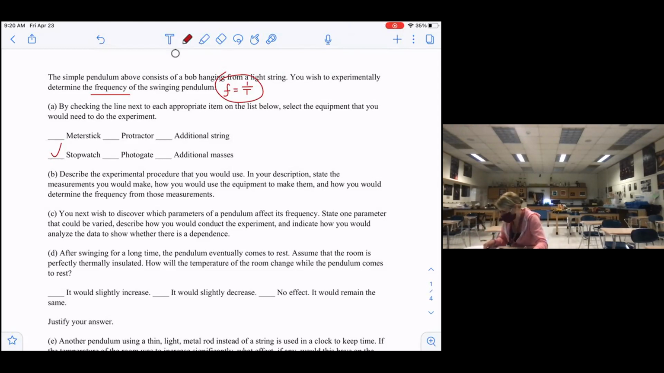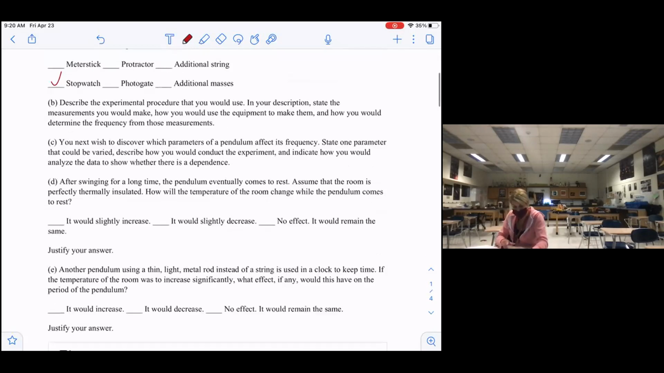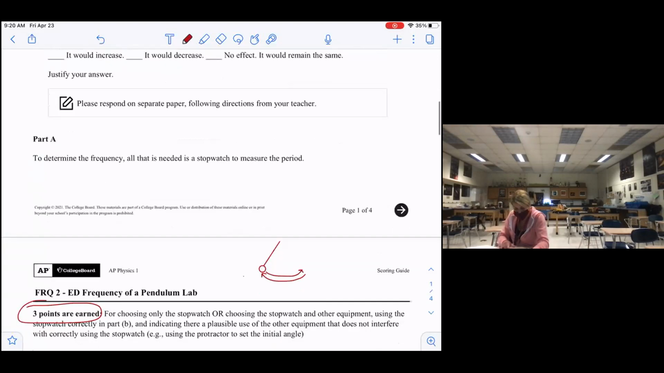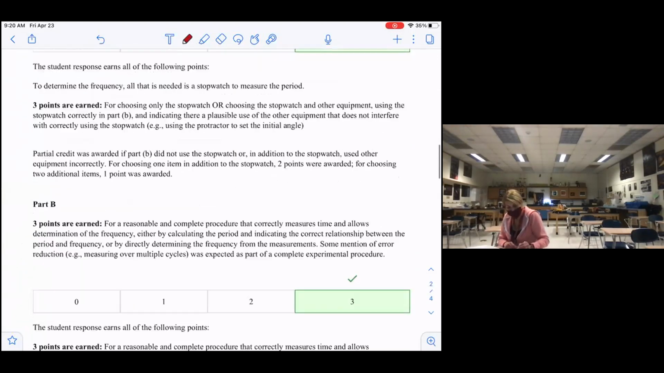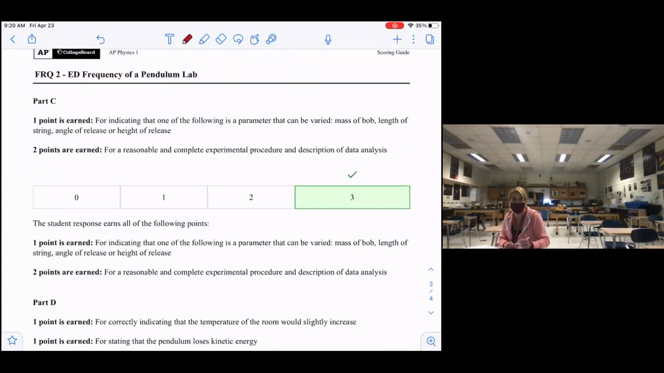You would get one point for choosing a parameter that can be varied, let me scroll down to part C here so you guys can see it: the mass, the length, the angle of release or height of release. So just choosing something correctly here. And then the other two points are for a reasonable and complete experimental procedure and description of data analysis. That data analysis part again is creating your graph and applying an appropriate regression.